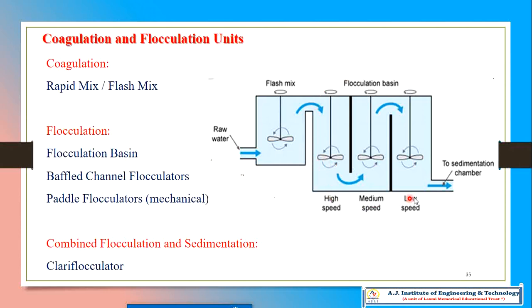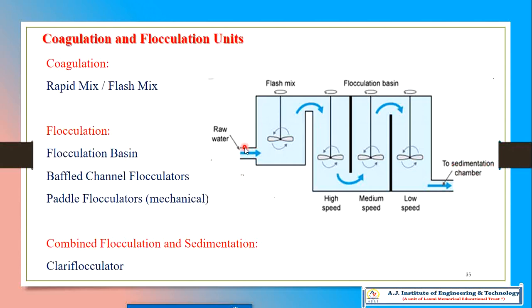This is the flocculation basin, slow mixing, and baffle channel flocculators will be there, baffle channel. From there the water will travel like this, and a paddle flocculator will be provided. This is the paddle, and then it will go to the sedimentation tank. Some of the units are combined, and here it will be separate. Coagulation, flocculation and sedimentation are combined in what is called a clariflocculator, which has combined flocculation and sedimentation. If not, the coagulation tank is different, the flocculation tank is different and the sedimentation chamber will be different.